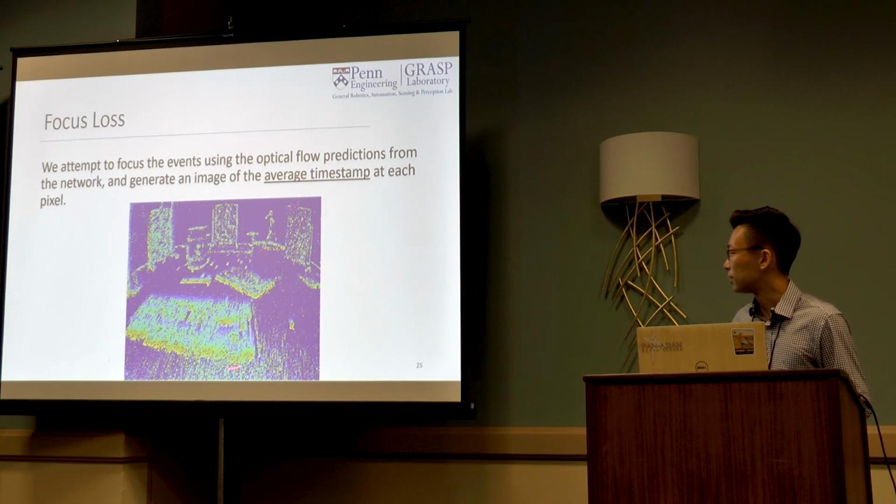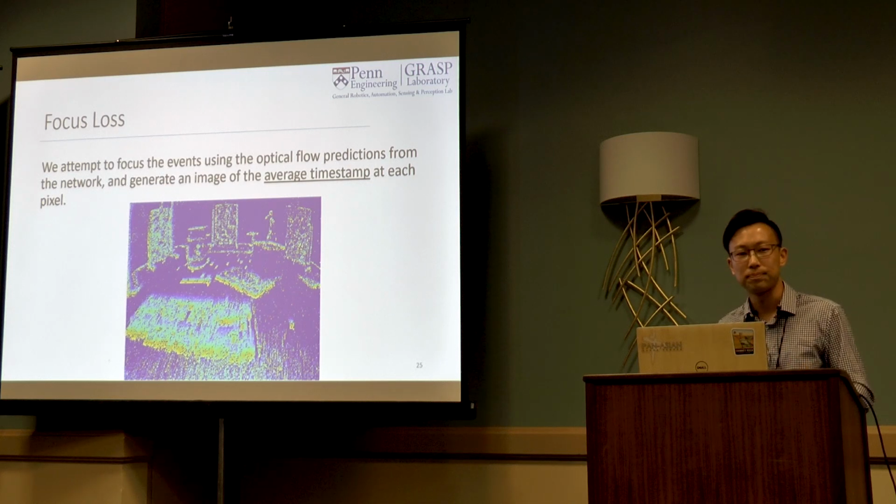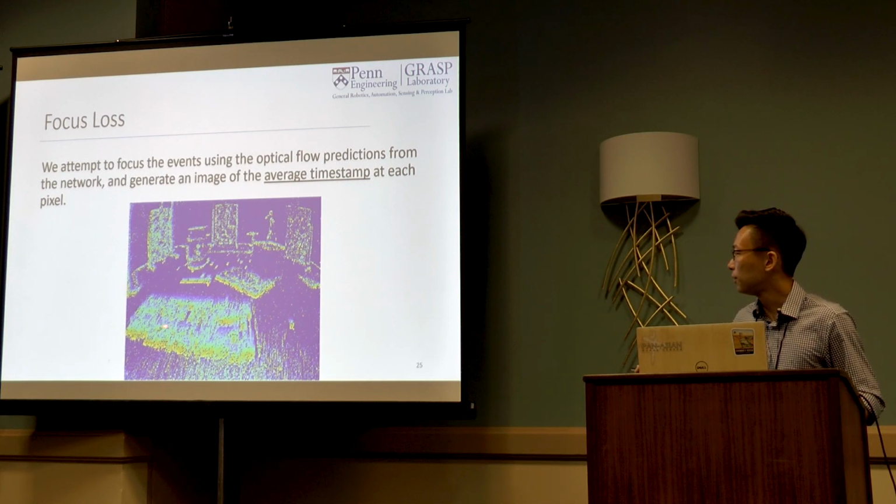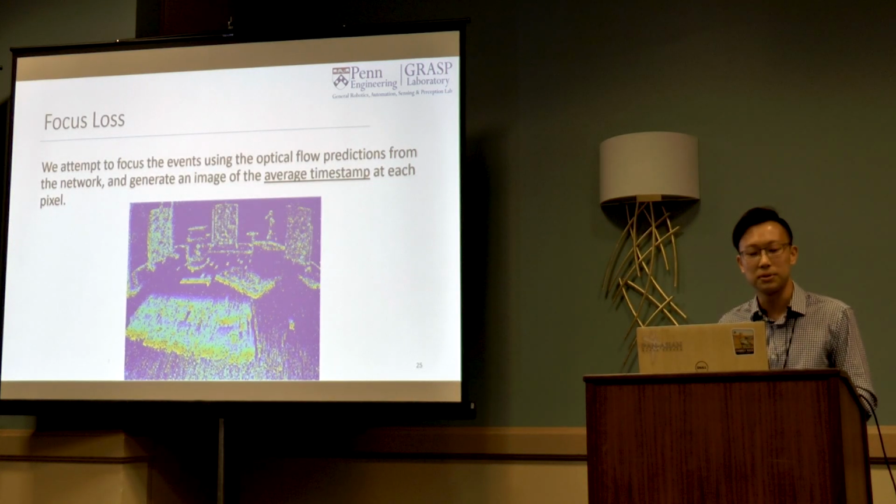So if we look at an image of what this actually looks like, the idea here is that you want to estimate the motion in the image that will take all these points and then move them to a single point that they will originate from. And if you do that, hopefully you'll minimize the average timestamp in that image.